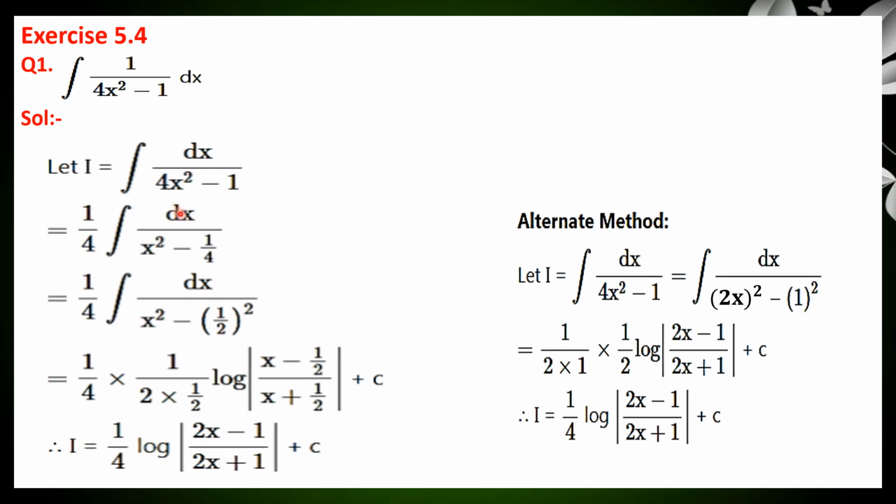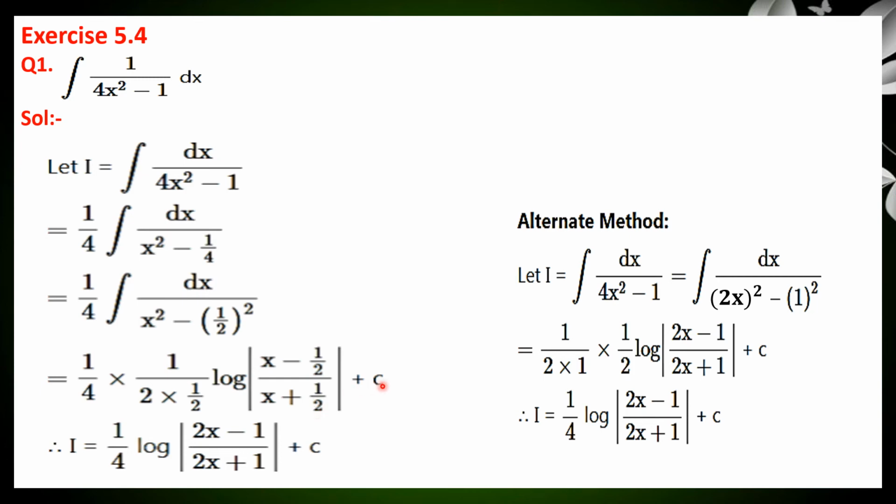So don't forget to write it in the denominator. 1 upon 4 into integral dx upon x square minus 1 upon 4, because in the second term there is no 4 in the numerator. So we can rewrite it as dx upon x square minus (1 upon 2) the whole square, because it is 1 upon 4, so 1 upon 2 the whole square. Now this is of the form integral 1 upon x square minus a square. So we have the formula 1 upon 4 into 1 upon 2a log modulus of (x minus a) upon (x plus a), where a is 1 upon 2 here.